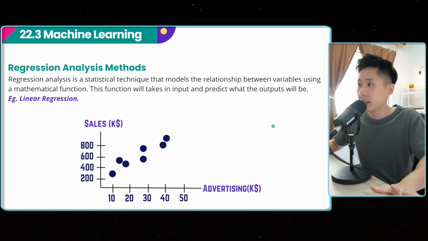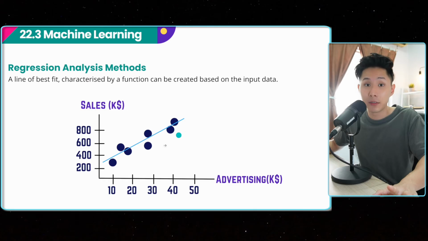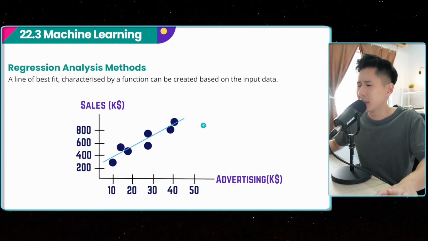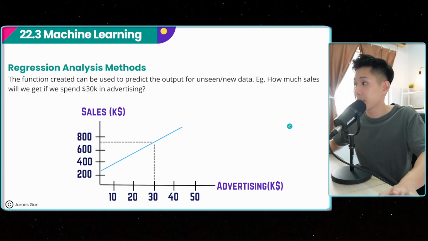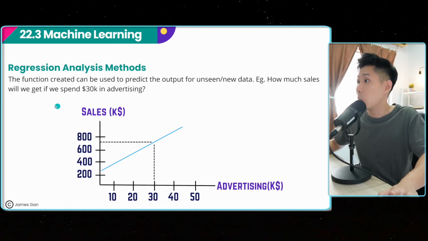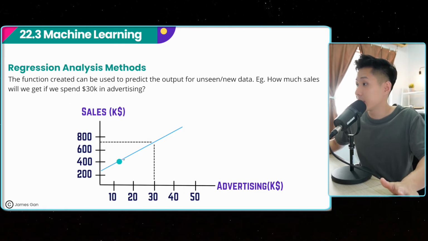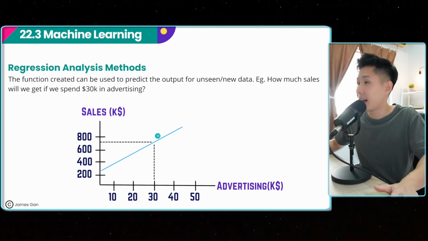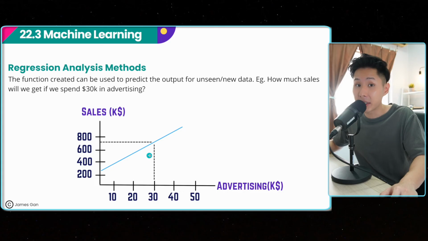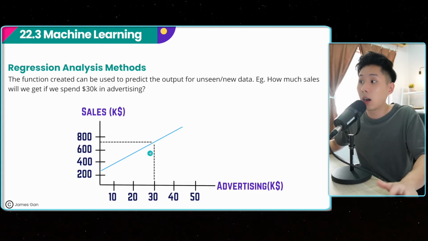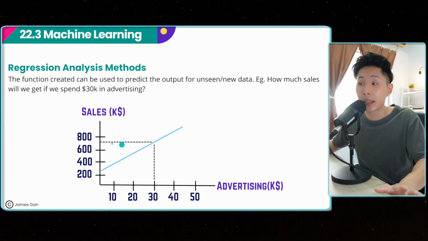And using the data, we can draw a line of best fit. We learned this in science. And this line of best fit will then be the function that helps us to predict data. All right. So, for example, using this line of best fit here, I can ask the question, well, if I were to spend 30,000 in advertising, what is the expected sales I can get?